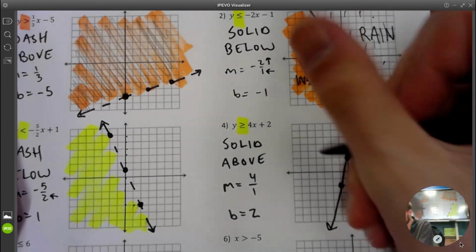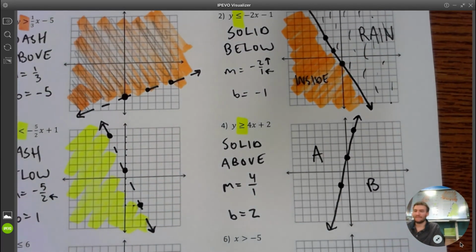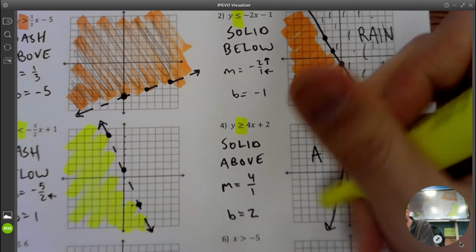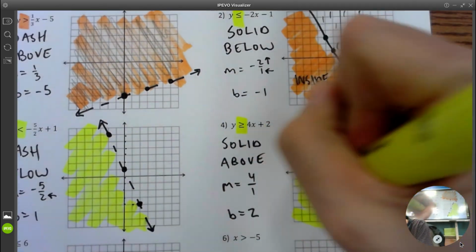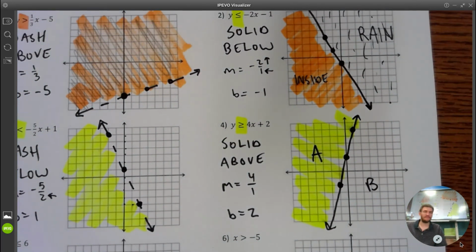And I'll wait for you guys to kind of help me out here. Should I be coloring side A or side B? I heard a couple people. Should be side A. I'll be giving you bonus points on the quiz if you finish this up.